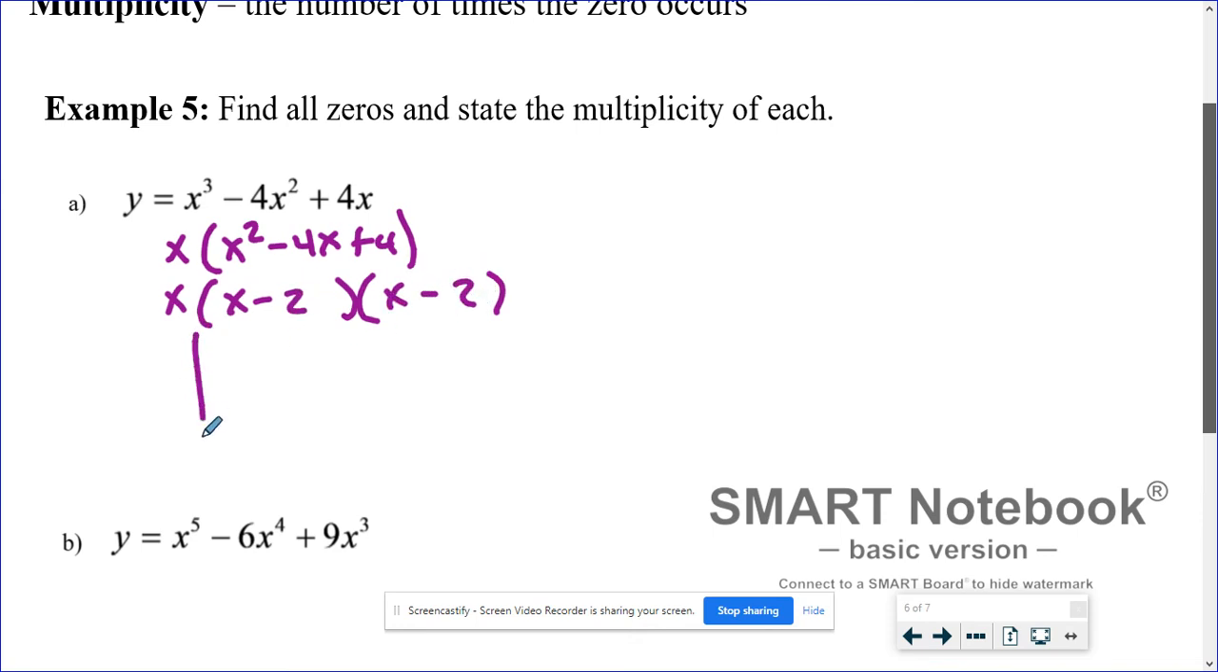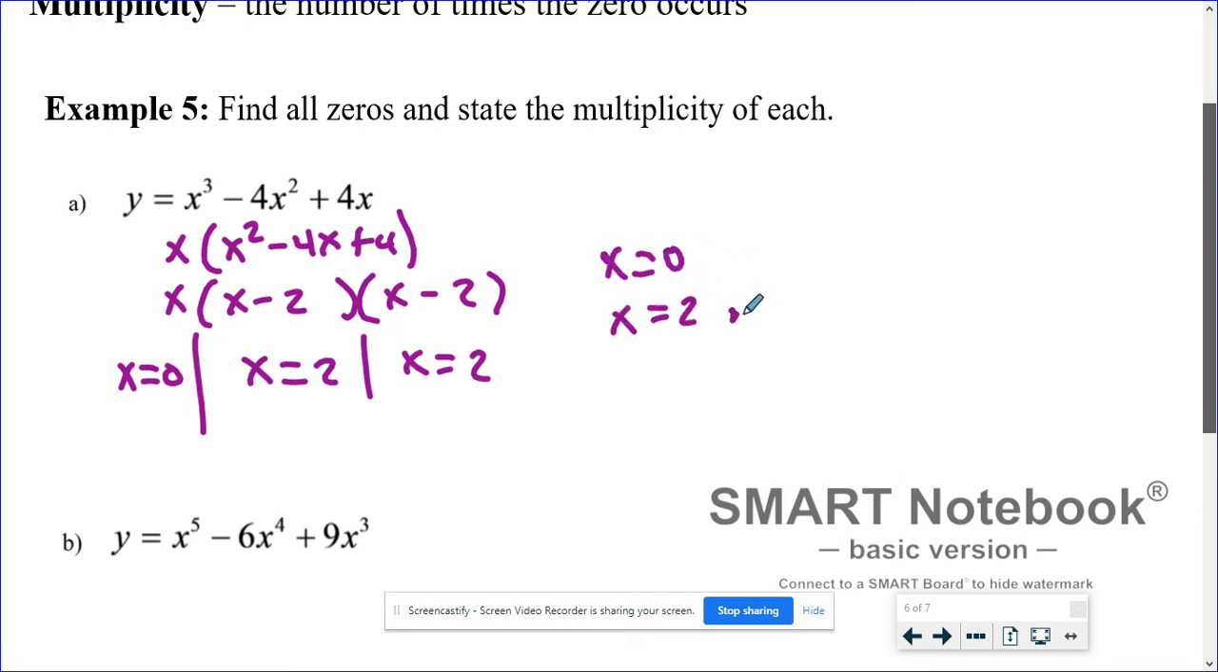So then your zeros are x equals 0. This one would be x equals 2, and this one would also be x equals 2. So you wouldn't say your answers are 0, 2, and 2. You would say your answers are x equals 0 and x equals 2 with a multiplicity of 2, meaning the 2 counts twice.